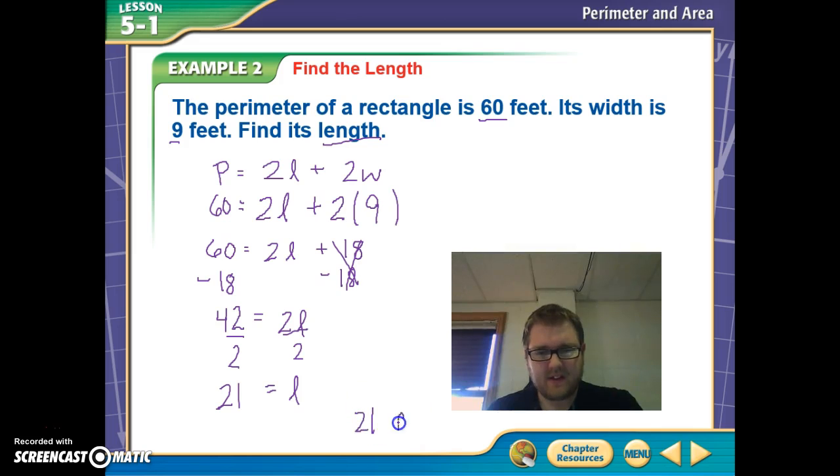And don't forget your units, feet. And does that seem reasonable? Well, if I have 9 feet plus 9 feet, that's 18, plus 21 is 39, plus another 21 would give me 60. So always double check your answer to see if it sounds correct.